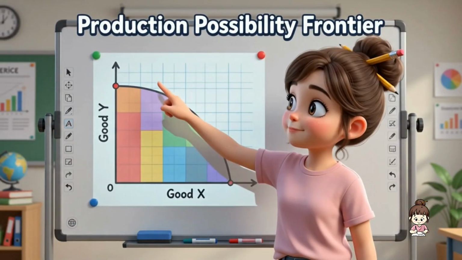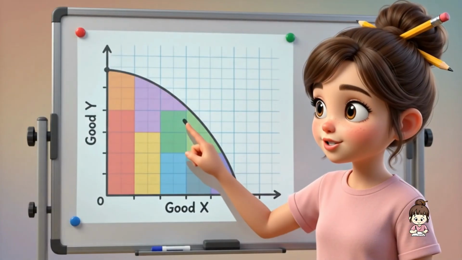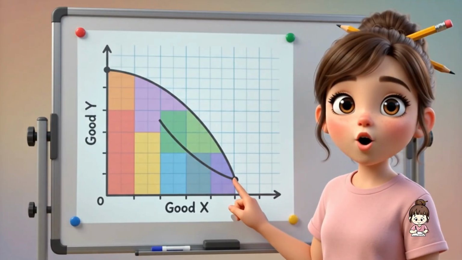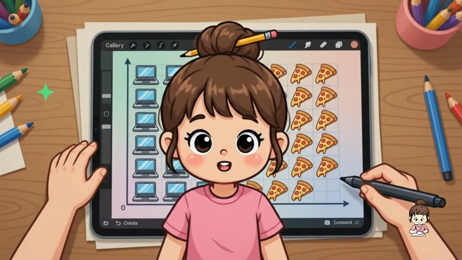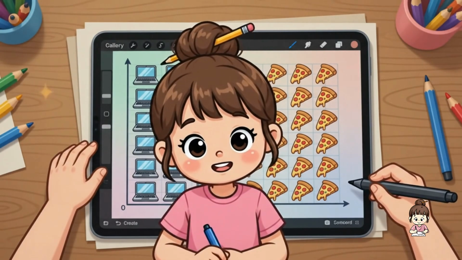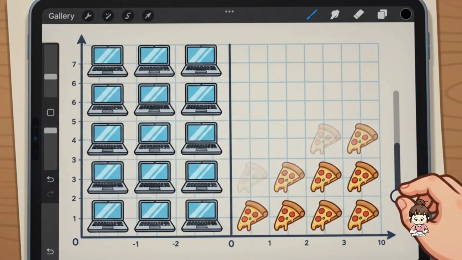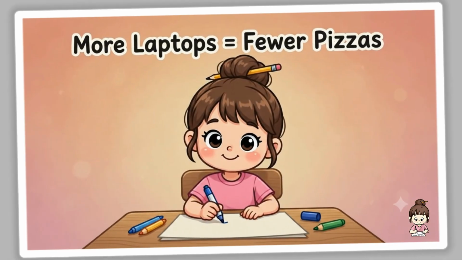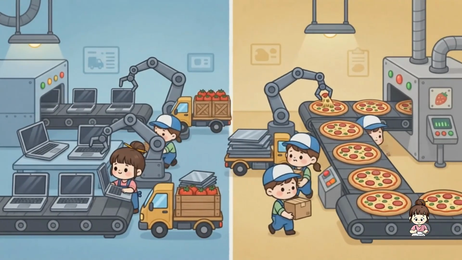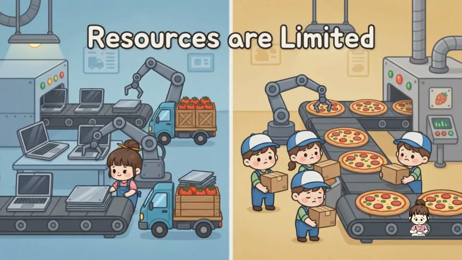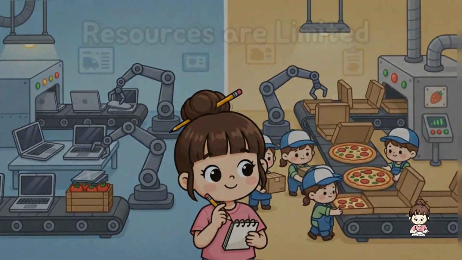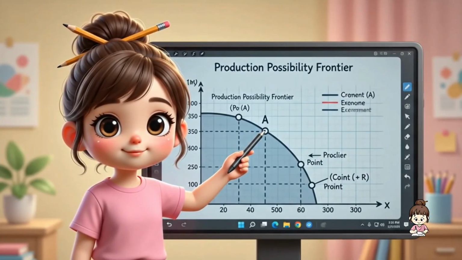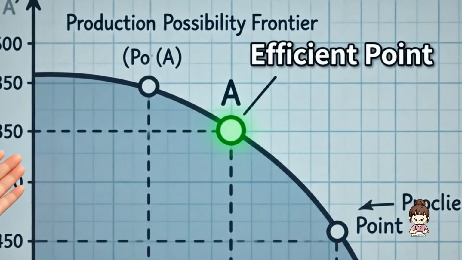A PPF shows the maximum possible combinations of two goods that an economy can produce when all resources are used efficiently. Suppose a country produces only laptops and pizzas. If it decides to produce more laptops, fewer resources remain to make pizzas. Resources like workers, machines, and raw materials are limited. That's why choices become unavoidable. Every point on the curve represents efficient use of resources. Nothing is wasted.